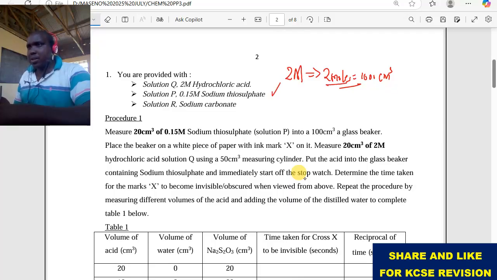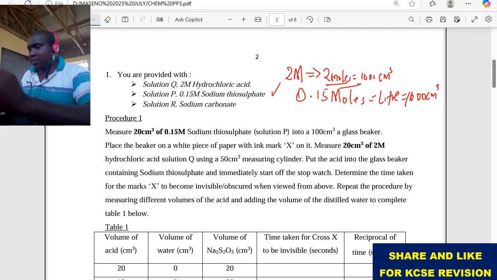For the sodium thiosulfate, it means that 0.5 is the number of moles in a liter. In a liter, what is a liter? A liter is 1,000 centimeters cube. That is very important and very critical for you to understand.